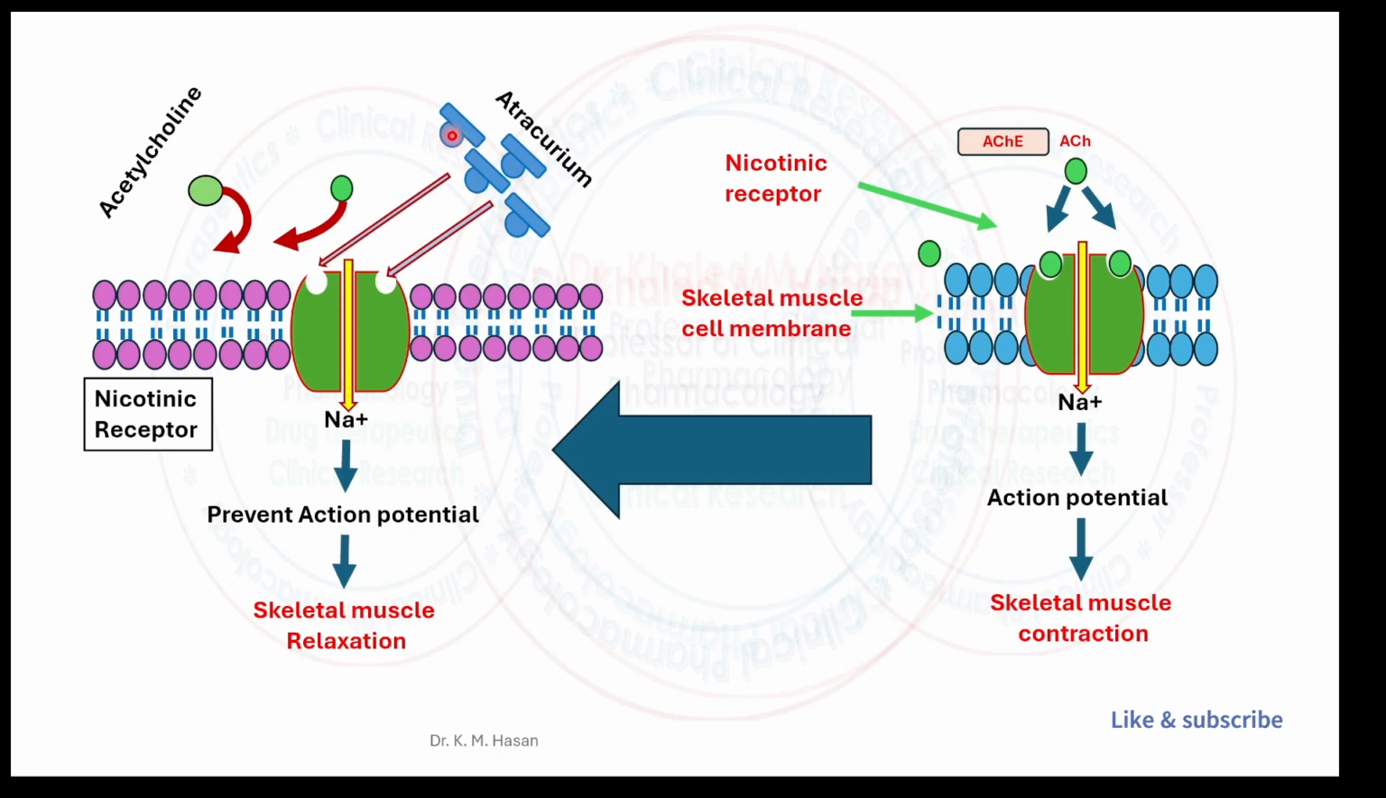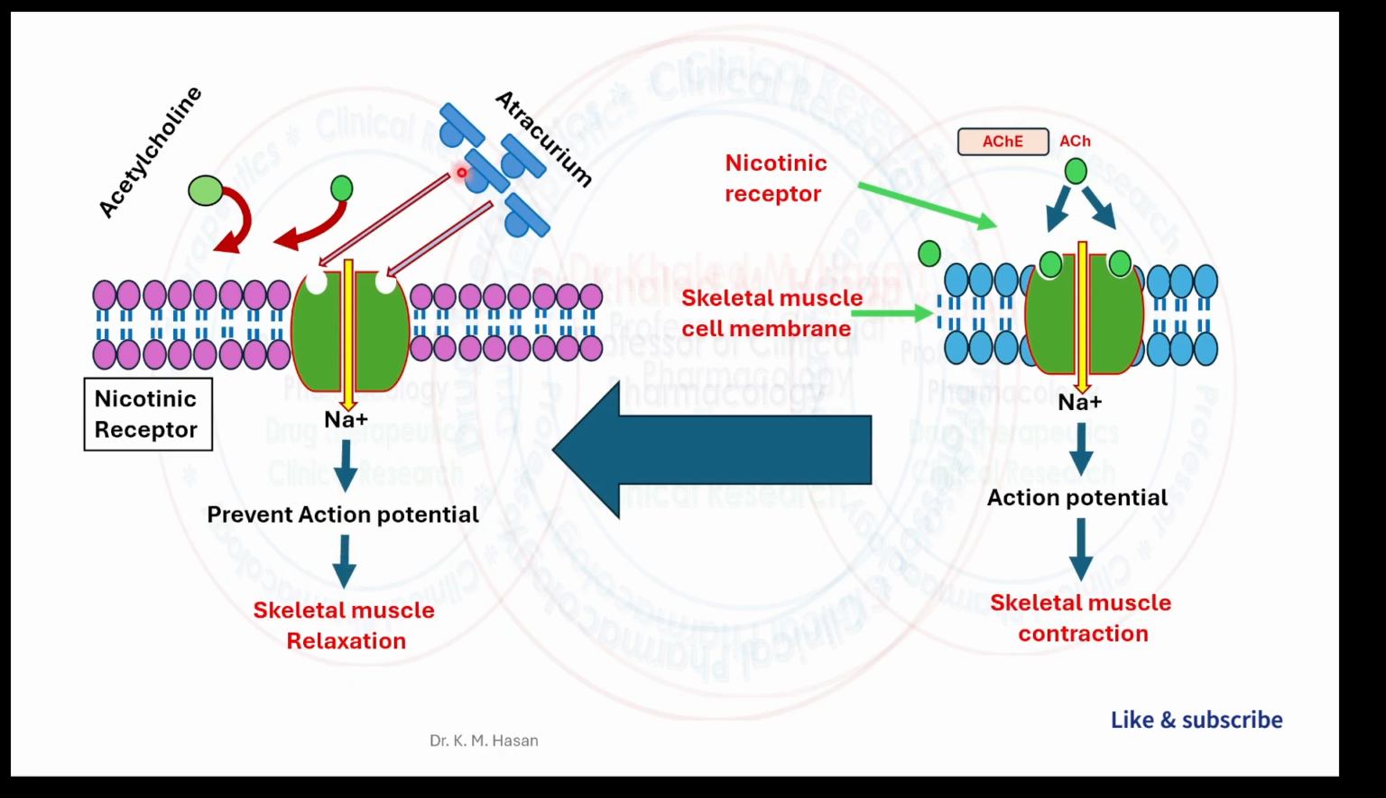The patient is prepared for general anesthesia. We prescribe atracurium to induce skeletal muscle relaxation. What happens? We inject atracurium IV. Atracurium goes to the nicotinic receptor. You can see here, atracurium binds to the nicotinic receptor, blocks it, displaces acetylcholine, and prevents acetylcholine from binding to the nicotinic receptor. There is no action potential here, and the muscle will undergo skeletal muscle relaxation.